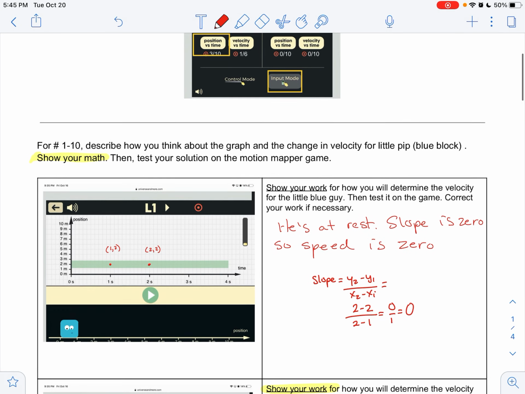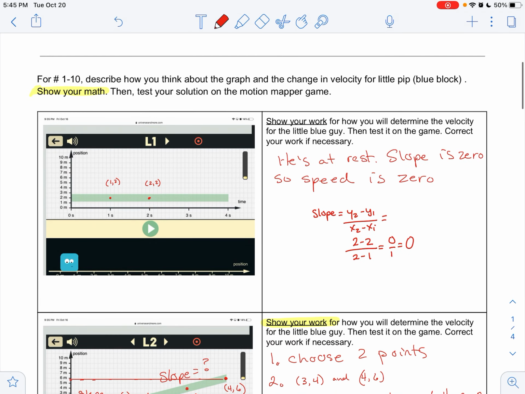This first one is a little bit of an exception to the rule, because in this first one we have a horizontal line. You may have already learned in math that the horizontal line slope is not that interesting. So here's the example. I chose 2 points on that green line, 1, 2, and 2, 2. At 1 second, its location was 2 meters. At 2 seconds, its location is 2 meters.